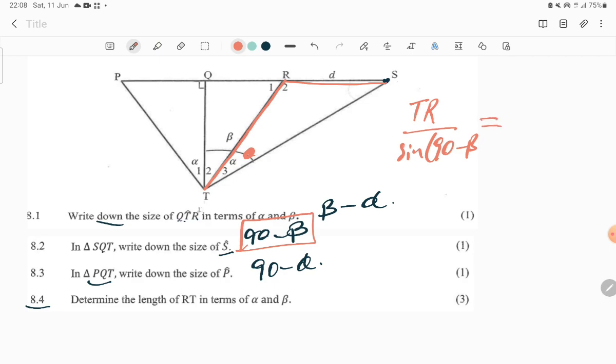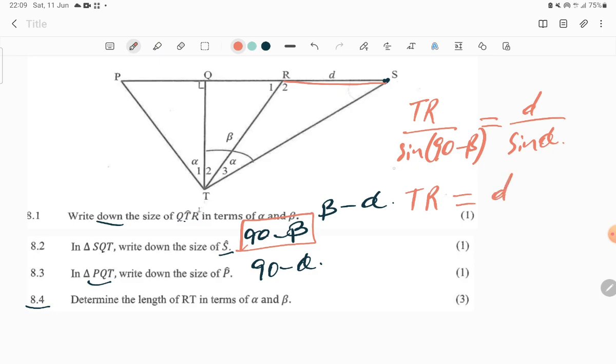We have this angle given and this side given. So what are we going to be having? We have D divided by sine alpha. So this is what we have. Now, what are we having next? We are going to solve TR is equal to then D.